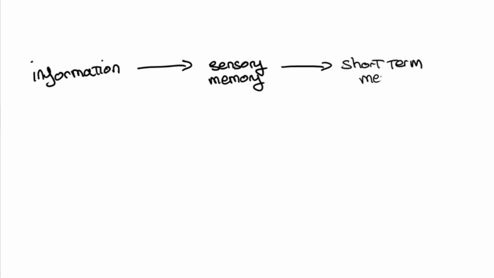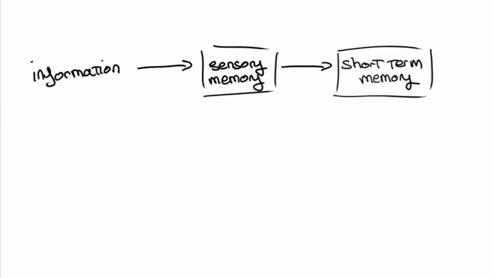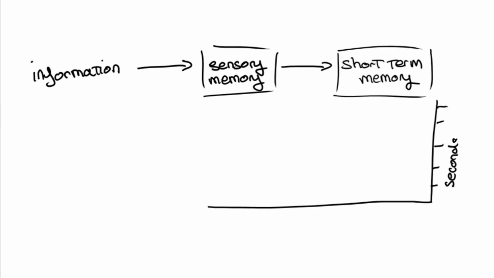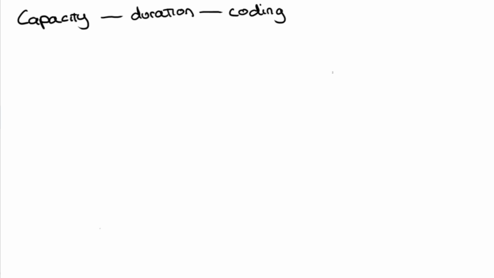In this sense, sensory memory can be thought of as a necessary prerequisite for information to travel to short-term memory, which can hold information for a bit longer than sensory memory. When we think about short-term memory, we think about capacity, duration, and coding. This also applies to long-term memory.